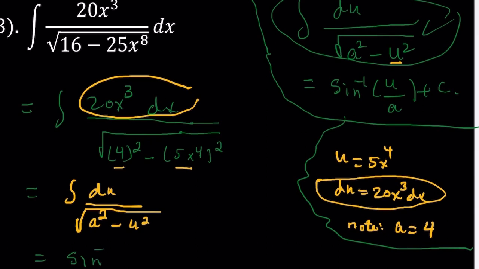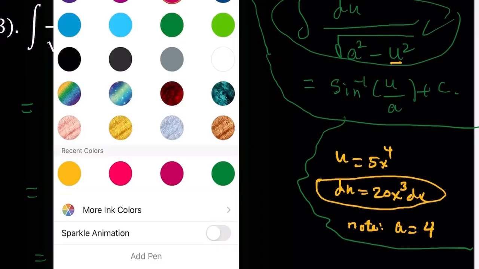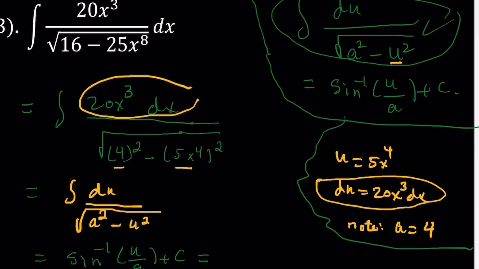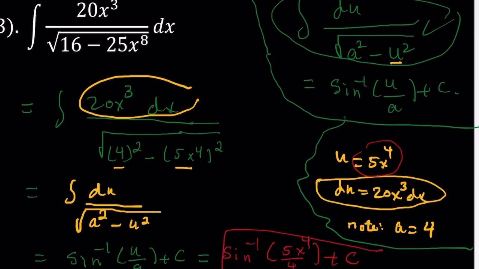This is really equal to sine inverse of u over a plus a constant. Sine inverse of, what is that? U, what's my u? I go back right here, that's my u. 5x to the 4. Okay, divided by a. Don't forget, divided by 4 plus a big C. Okay. All right, guys, I think we are doing good.